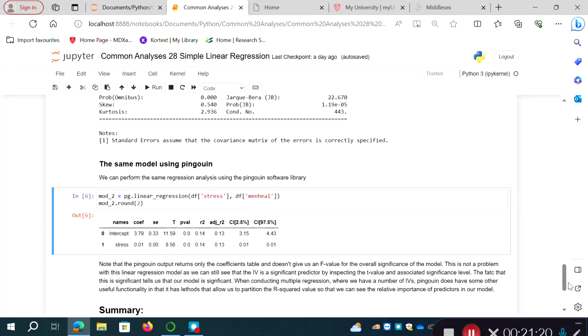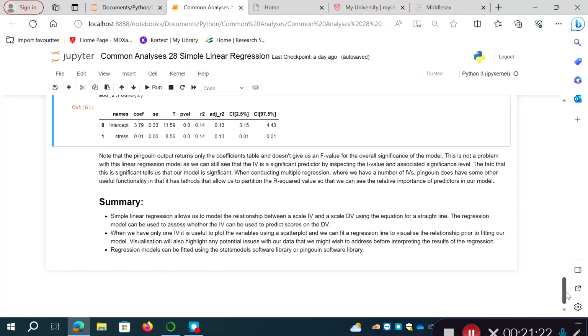So let me wrap this up. That was just a simple linear regression model. Simple linear regression allows us to model the relationship between a scale IV and a scale DV using the equation for a straight line. The regression model can be used to assess whether the IV can be used to predict scores on the DV. When we have only one IV, it is useful to plot the variables using a scatter plot, and we can fit a regression line to visualize the relationship prior to fitting our model.